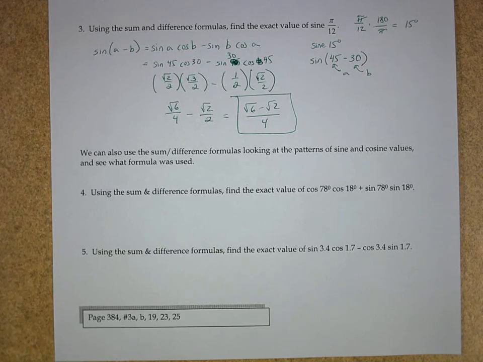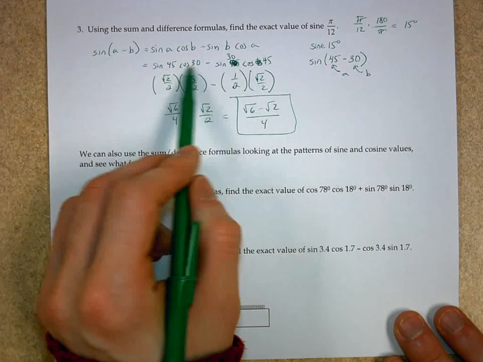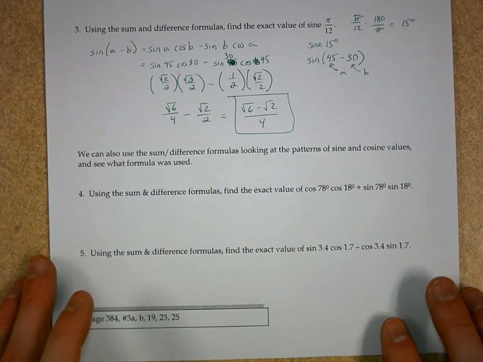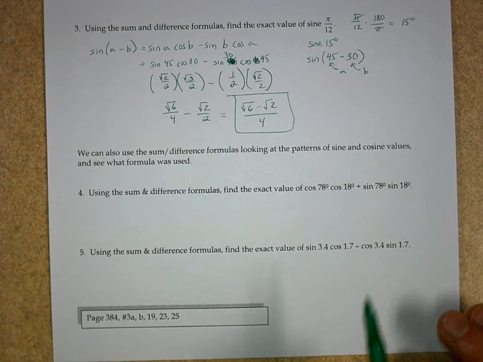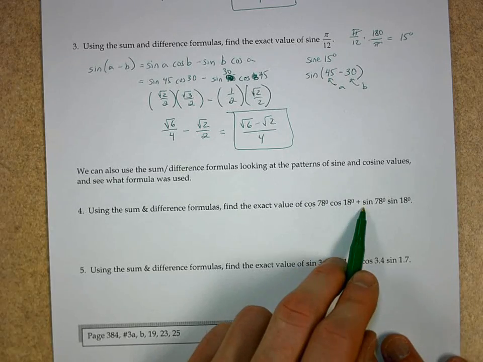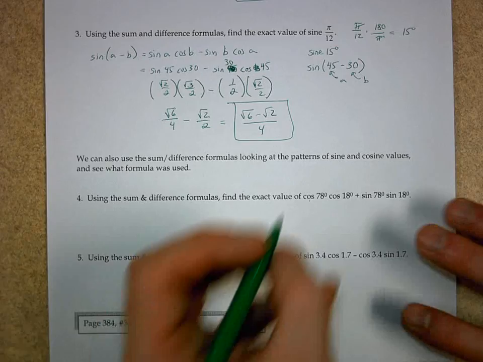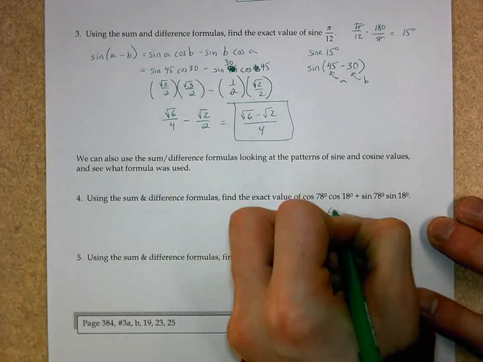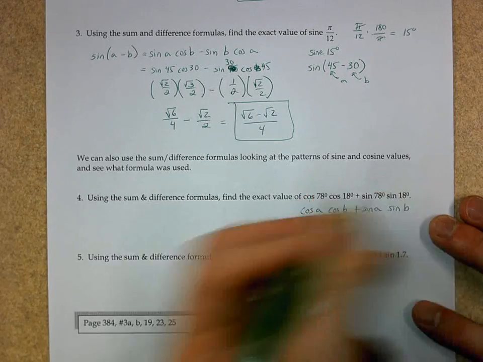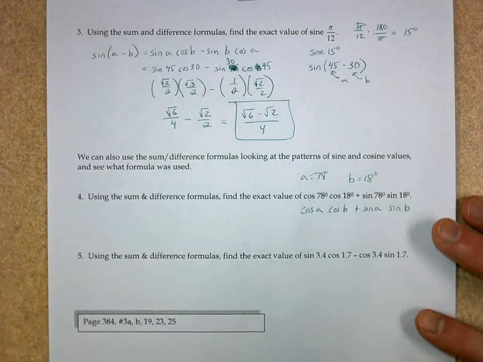We could also go in the other direction. If I give you this step already, can I figure out what my original angle was? And that's really what I've got right here with my sum or difference formulas, finding the exact value for these expressions. So here, cosine of 78, cosine of 18, plus sine of 78, sine of 18. We know this is the formula cosine A, cosine B, plus sine A, sine B, where A is 78 degrees and B is 18 degrees.